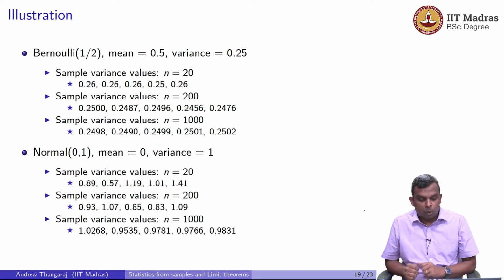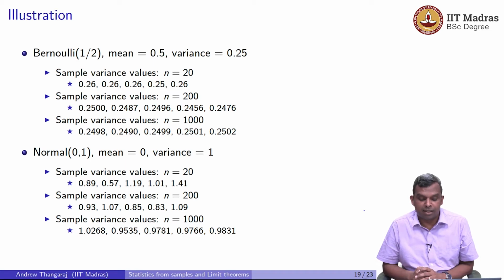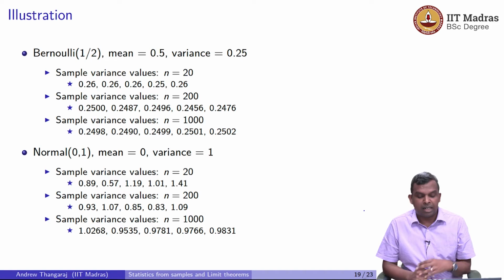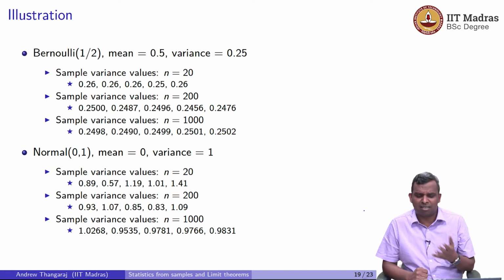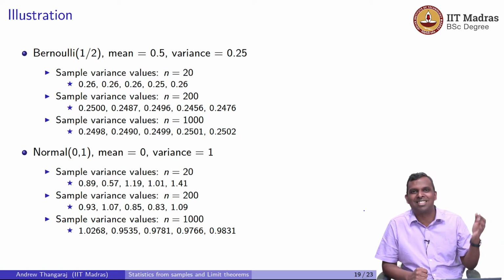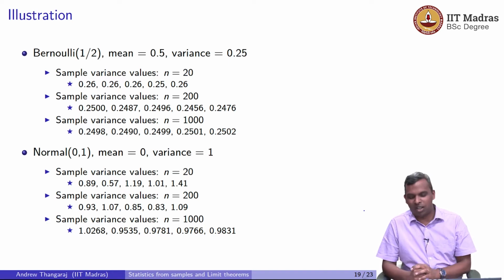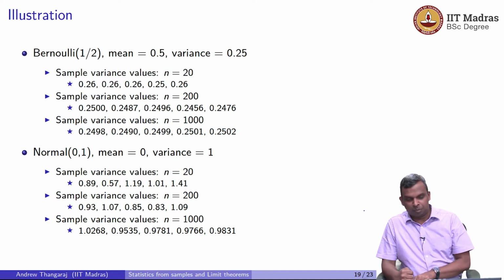Okay. If you look at normal 0, 1, again a similar simulation, the mean is 0 and variance is 1. You can calculate the sample variance values for n equals 20, 200, 1000, etc. And you can see how as you go to 1000, the sample variance comes very close to 1, which is the actual variance. This is just to convince you that the result is not just some abstract result. If you actually do a simulation, you do get exactly what is suggested.